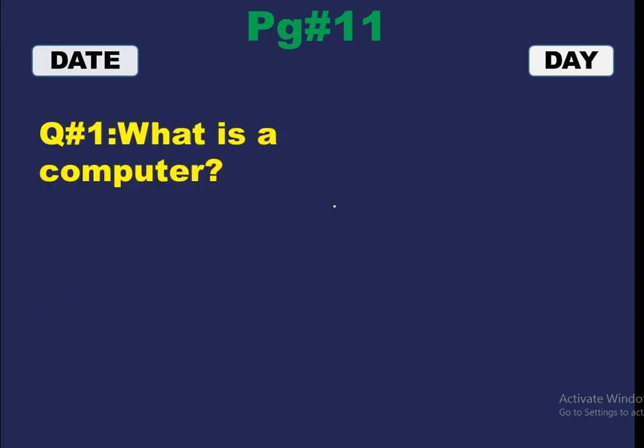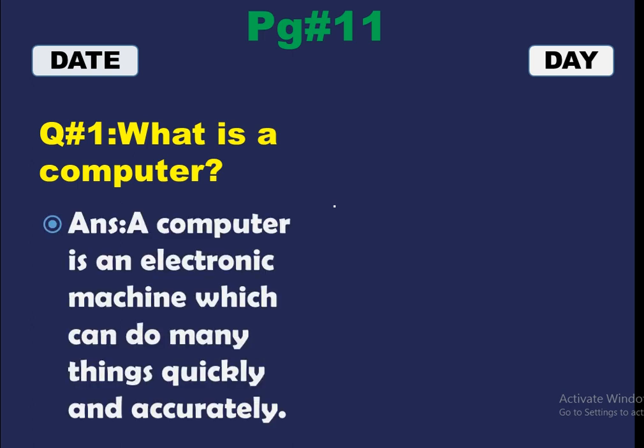Our first question is, what is a computer? And answer is, a computer is an electronic machine which can do many things quickly and accurately.